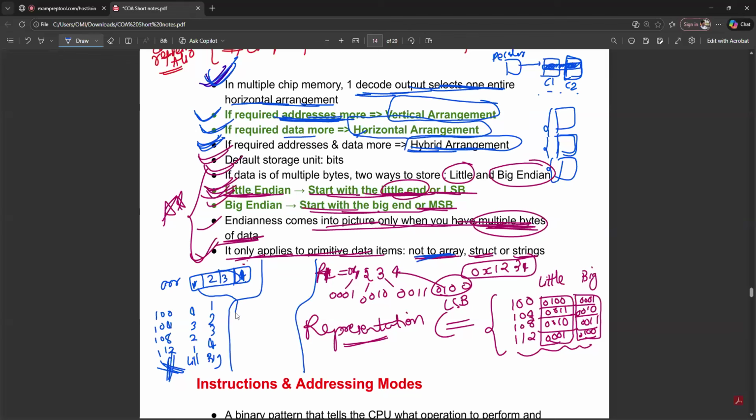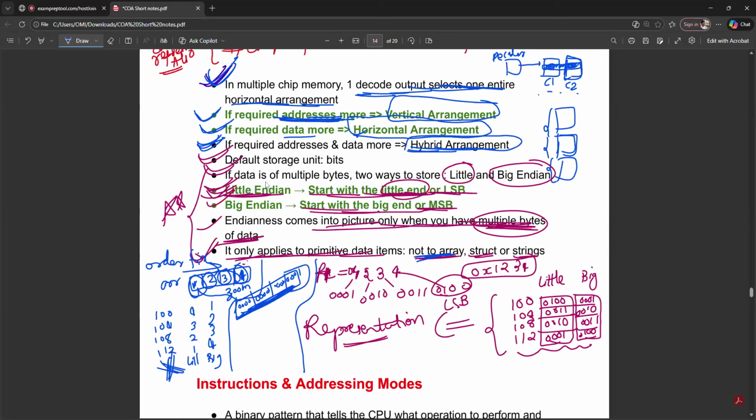But if you zoom into this, now it will be 0, 0, 0, 0, 0, 0, 0, 1. So this order is fixed, right? This order is fixed. But if you zoom into each particular data item, now this is multi-byte.